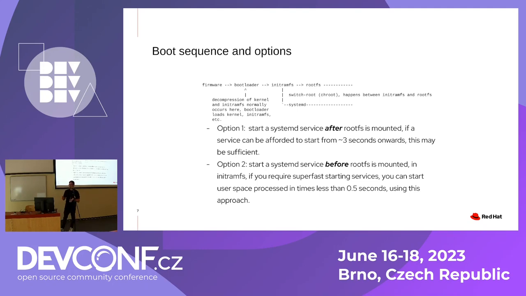So you've two options at this point. If your systemd service doesn't need to start super fast, like it needs to start after 3 or 4 or 5 seconds, maybe starting in the root FS is just fine. But if you want to start something super early, like in the case of a camera, you have to start it within the initramfs, sometimes called initrd as well. They mean pretty much the same thing.